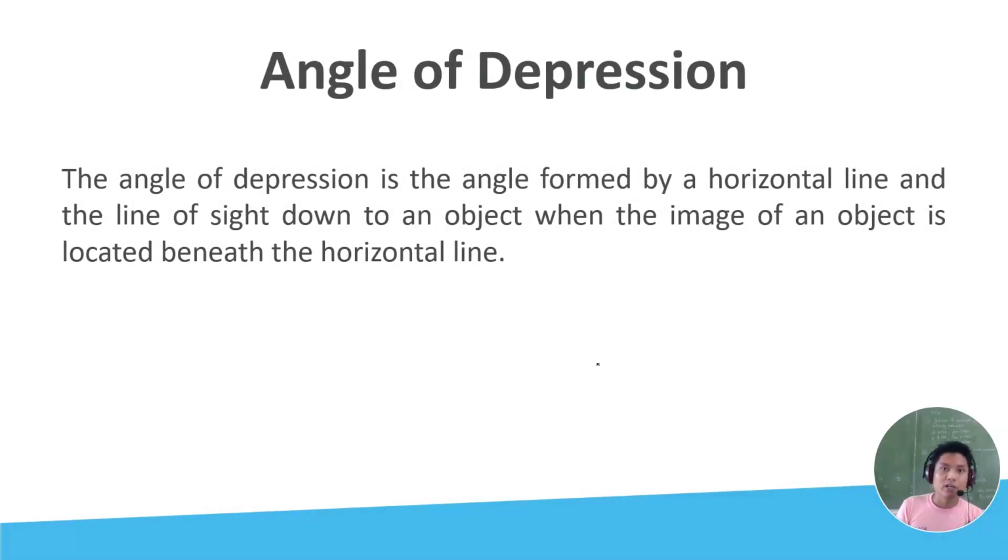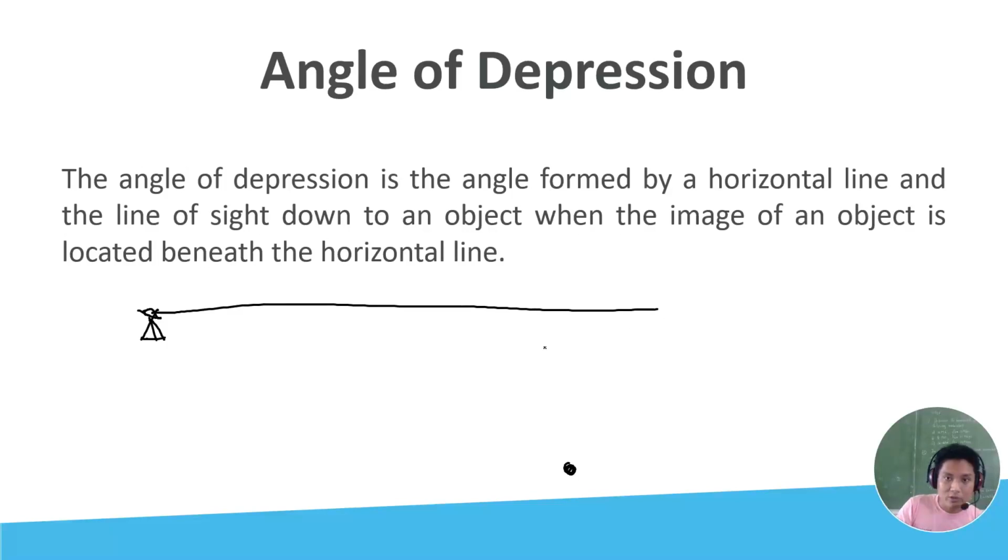Same way for the angle of depression, it is measured from the horizontal line of sight going to the line of sight down to the object. Okay, beneath the horizontal line. Say this is your instrument here, the object is below. If this is the horizontal line of sight, then you take the reading here, that's the line of sight, then measure the angle, and that's the angle of depression.